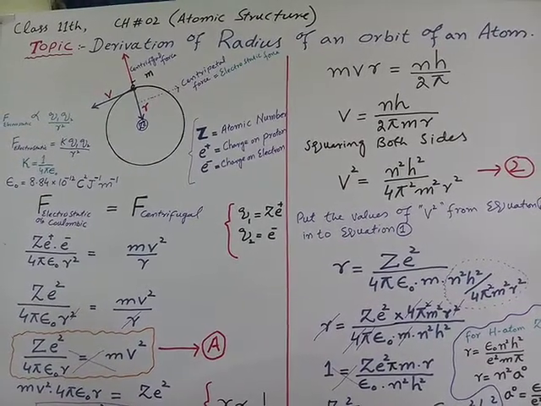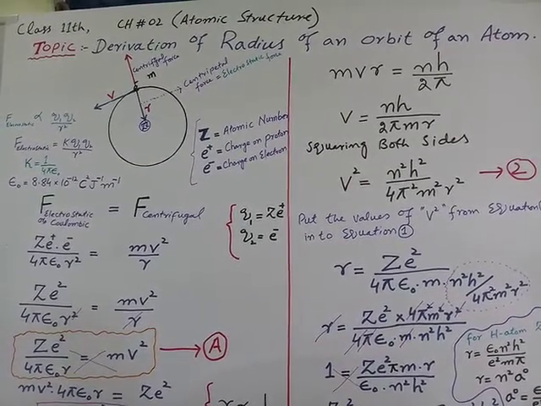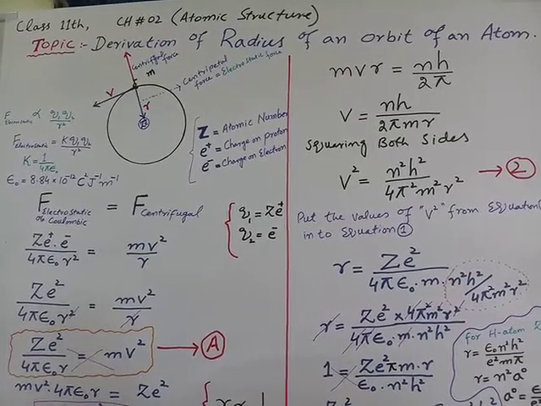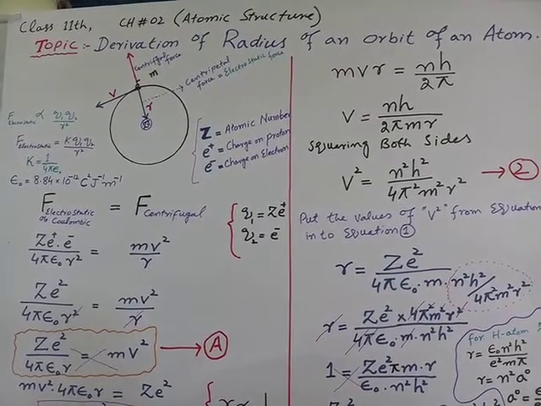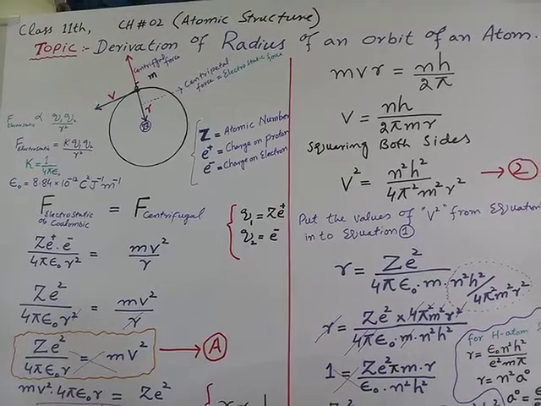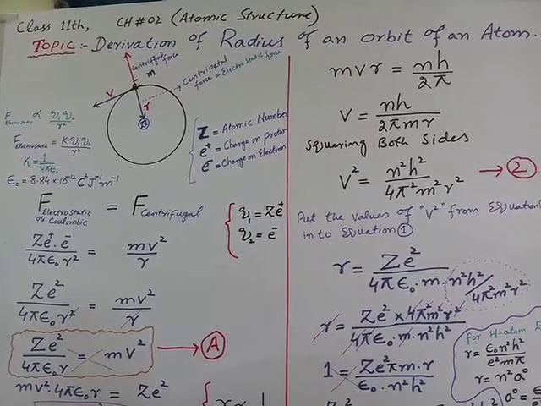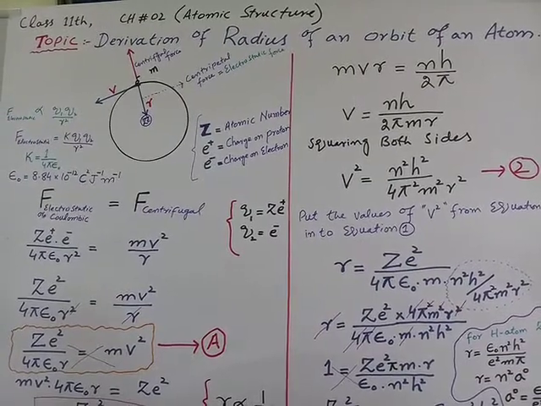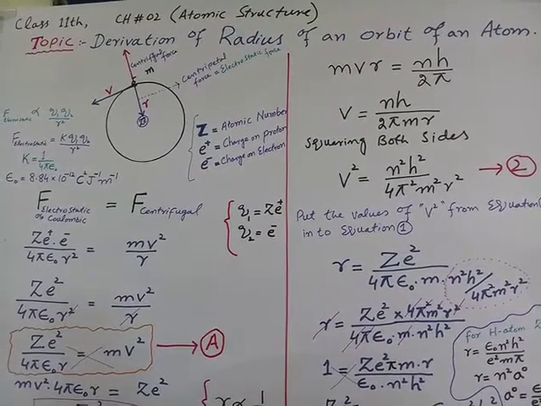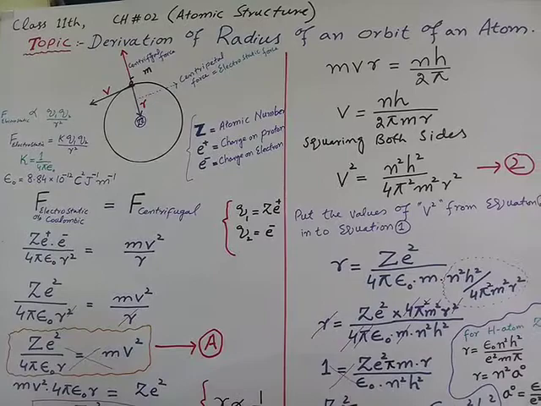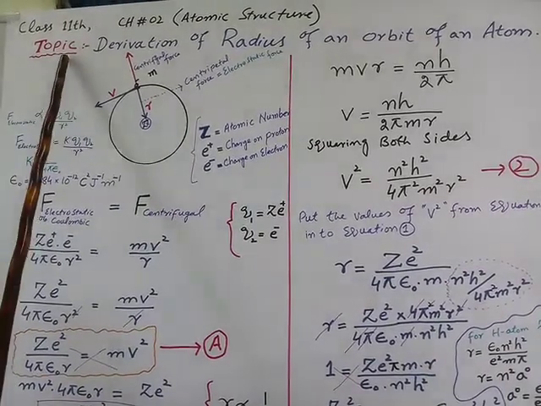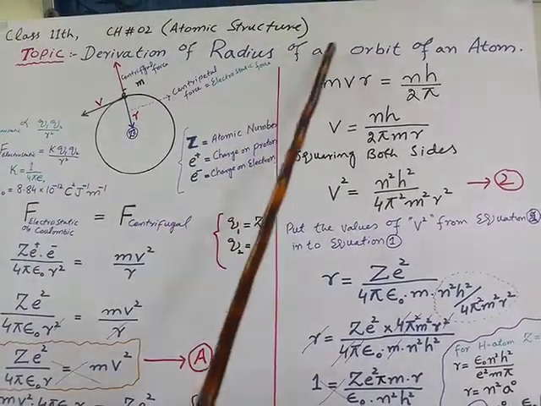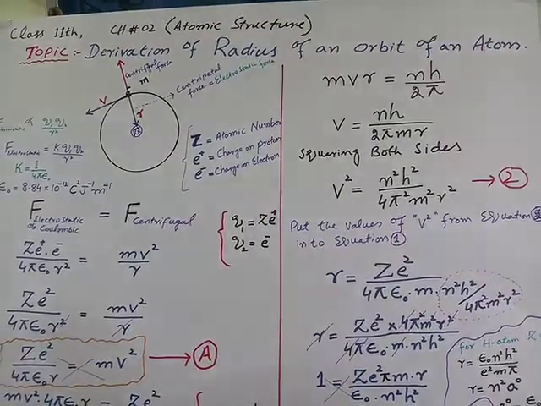Okay, so today I am going to discuss the applications of Bohr atomic model. In your book there are two applications of Bohr atomic model. We will discuss the first application, which is my topic today: derivation of radius of an orbit of an atom.